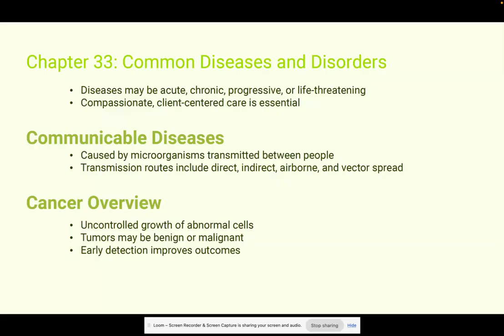Also, a cancer overview. When we talk about cancer, it is sometimes the uncontrolled growth of abnormal cells, like tumors. It could be benign or malignant. Benign is not cancerous. Malignant is the cancerous one, right? Early detection of cancer always improves the outcome.